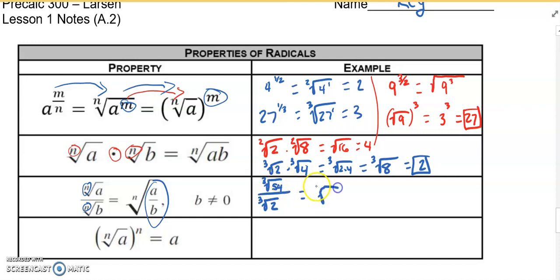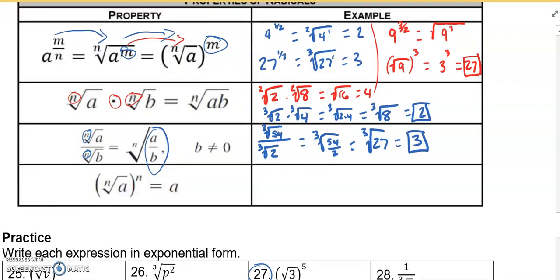But when I do it under one root, the cubed root of 54 over 2, that's really the cubed root of 27, and that equals 3. So again, that works with cube root, that works with square root, fourth root, whatever it might be.